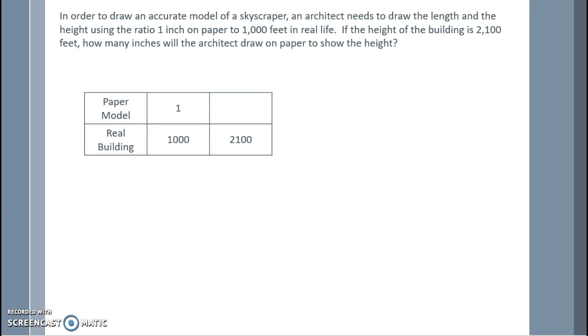Well, I don't quite know what I need to multiply 1,000 by to get 2,100. But I do know that if I were to take 1 times 1,000, I would get my bottom number. Therefore, I could ask myself, what times 1,000 would give me 2,100? Well, we know according to our place value chart that that would be 2.1.